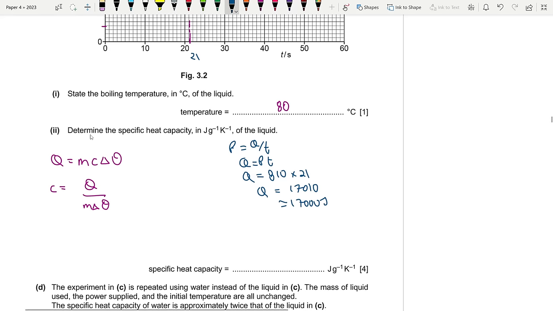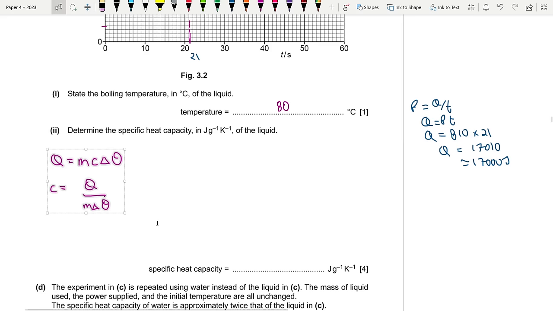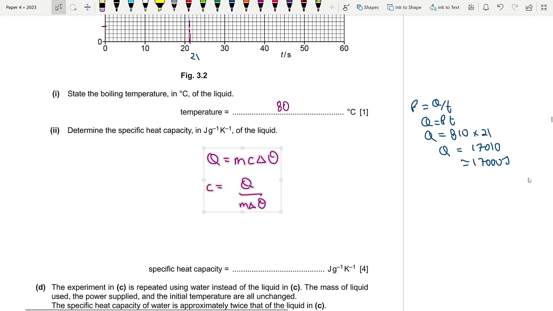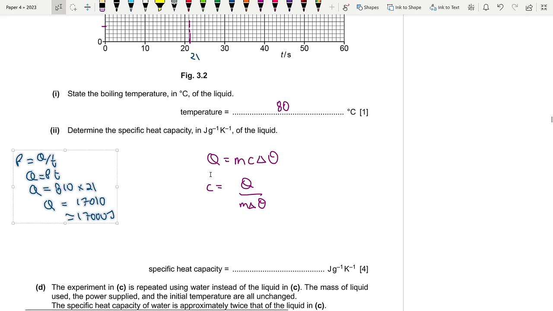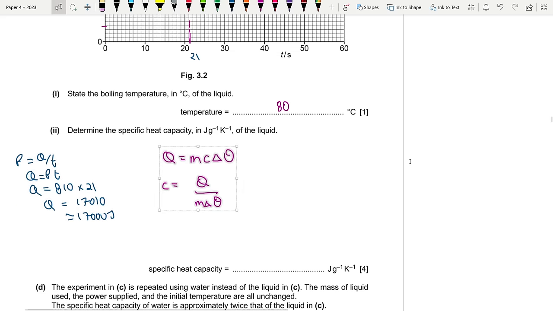Now, this thermal energy is going to go to two places. Firstly, to the liquid as well as to the beaker. So it goes to two places, the liquid as well as the beaker. So let's try to figure that out, okay? So this is how I would do it, honestly. But I'll show you how they did it in the mark scheme.